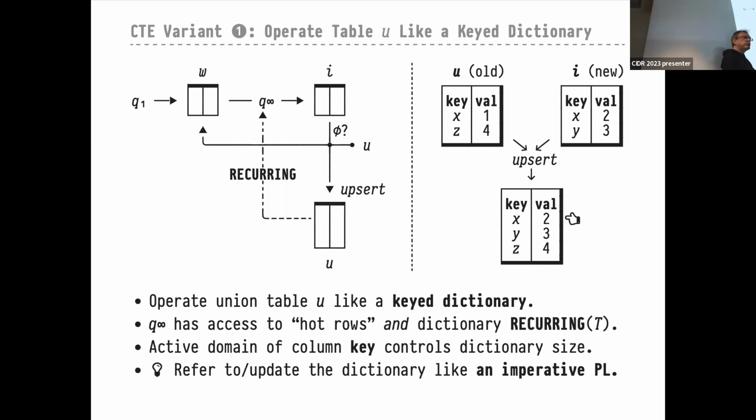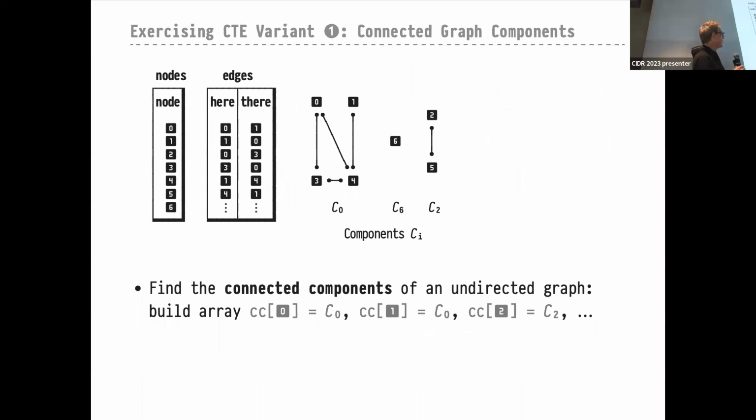And what you can see is if you start to program with this particular variant of the recursive CTE, then you will find yourself programming in a somewhat imperative style, just like in imperative programming languages that you know and love. We have implemented one example of an algorithm where you try to find the connected components of an undirected graph. Then what we would like to have is to assign every node the particular component it lies in.